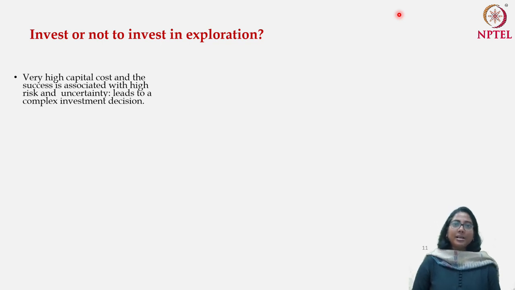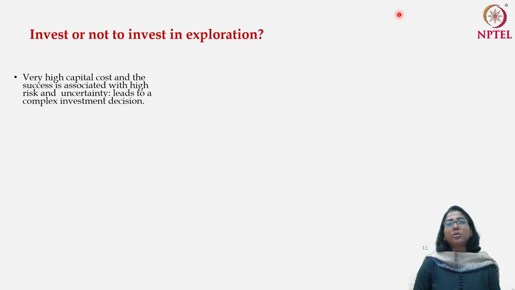Because, as I have said, the capital cost is very high if you want to go for exploration activities. Now, it doesn't mean that the variable cost is low. The variable cost is also very high. However, the capital cost is higher. And there is an element of uncertainty associated with that. Why the element of uncertainty?